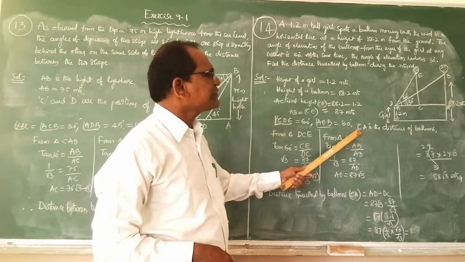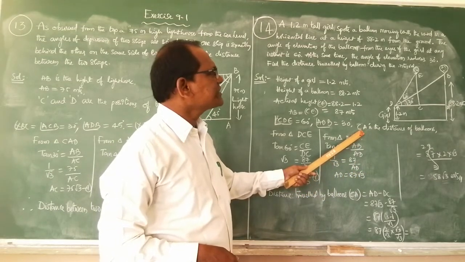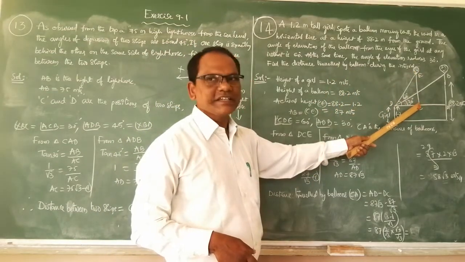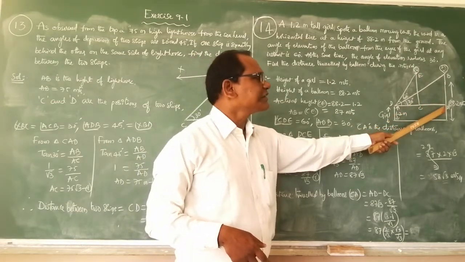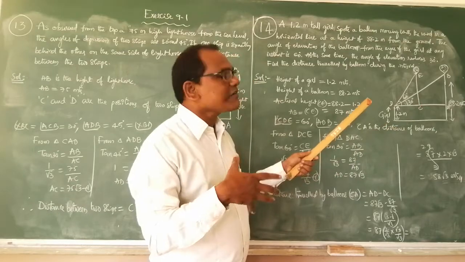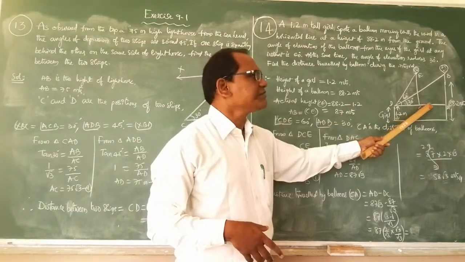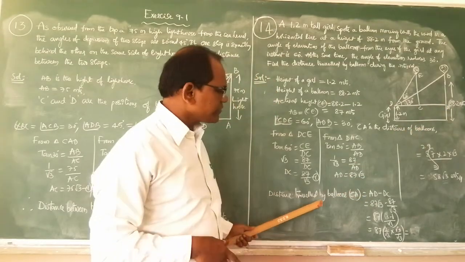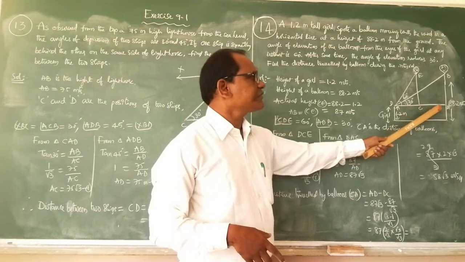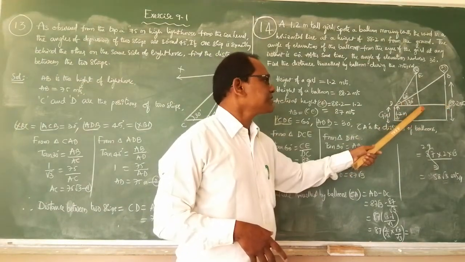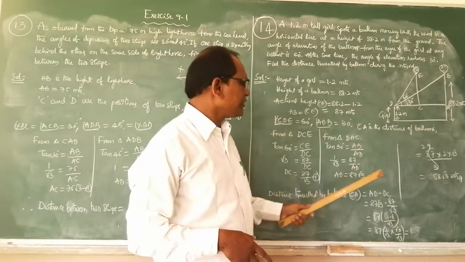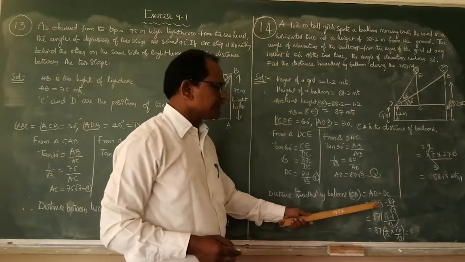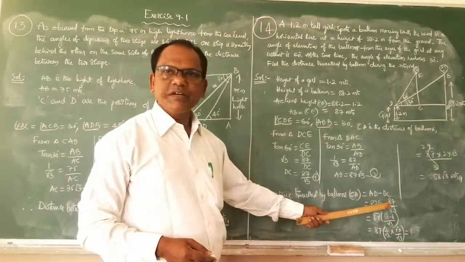So what do we have to find? CA. CA is the distance traveled by the balloon during the interval. See here, the first balloon position is here, and after some time the balloon is here. That means how much distance is traveled by the balloon during the interval time. CA equals AD minus DC. AD equals 87 root 3, minus DC equals 87 by root 3.